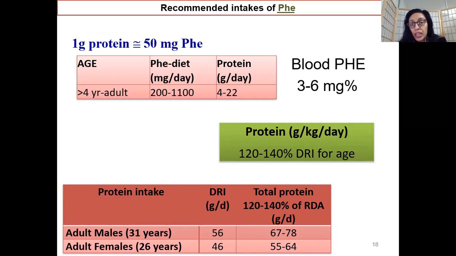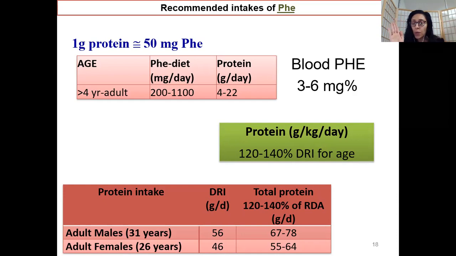But as you can see, they cannot have a lot of protein from their diet. They need to have protein from medical foods. And why do they need such a high amount of protein in their diet? The total protein which they are eating, for example, an adult male 31 years of age who has PKU, needs approximately 67 to 78 grams of protein. But a healthy male of the same age, not having PKU, needs only 56 grams of protein.